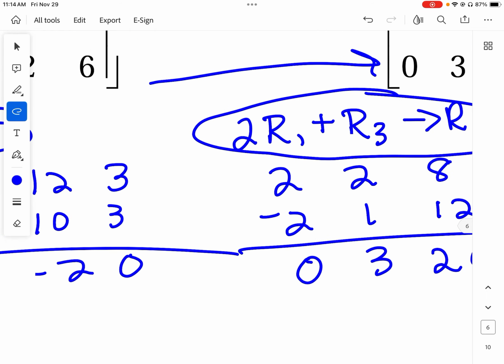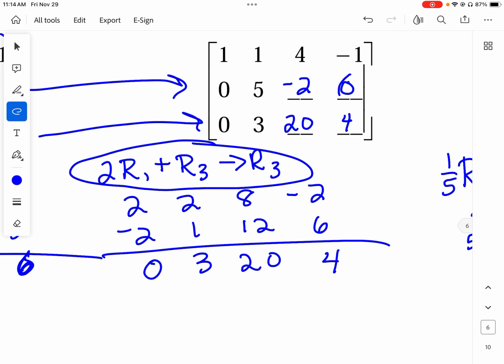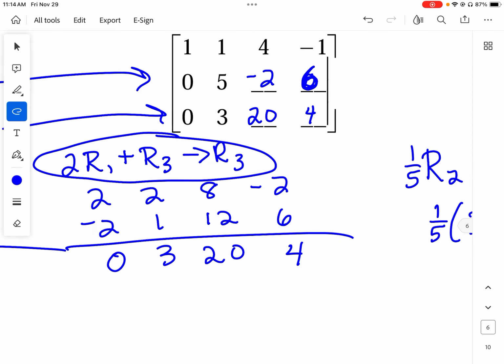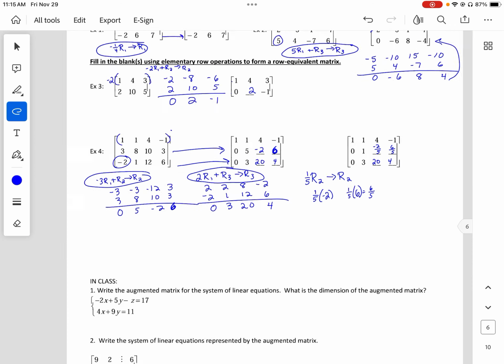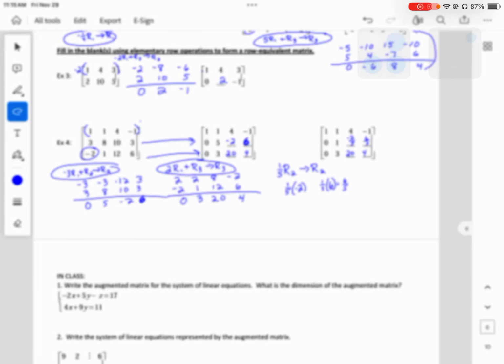Oh, this should have been 6. I bet somebody caught that, didn't they? It should have been 6. I don't know why I did that. So it should be 6 right here. Okay, so 1/5 times 6 gives me 6/5. So it's okay to have fractions because we can deal with those later. Okay, and then it didn't look like they did anything to row 3. Okay, so that is it on that operation. So we will finish this in class.